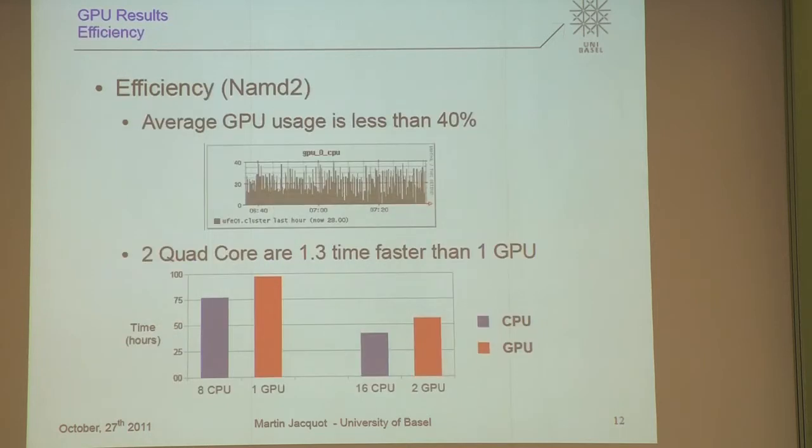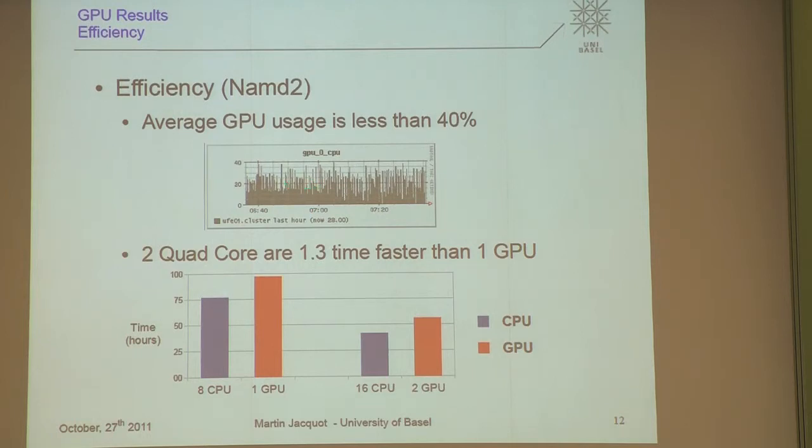Then we wanted to have a look at what's going on when we are running. Again with the same program, NumD2, we looked at what's going on on the GPU while it is calculating. We can see that the peak here is 40%, and the average is between 25 and 30, depending on what kind of input file we have. So for the moment, we are not able to use the full power of the GPUs.